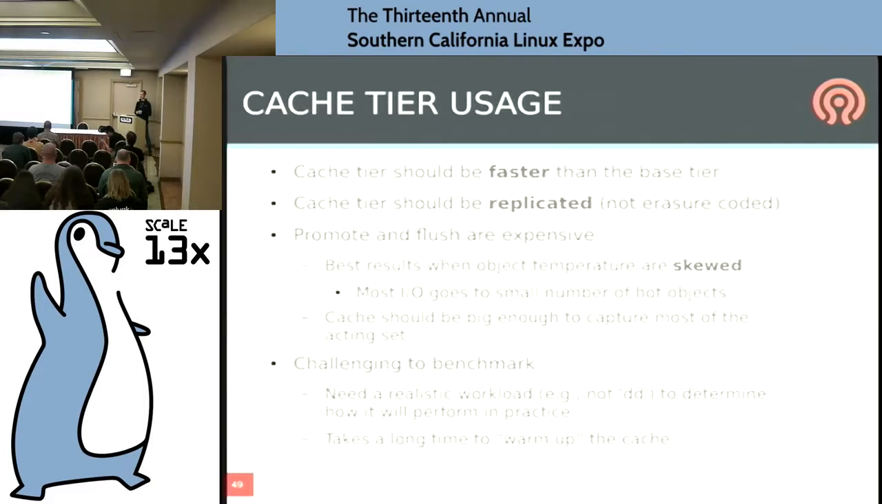The hard part is that it's actually very hard for people to benchmark this and set this up and see that it's working, because it's hard to estimate what the skew in your real world workload is. And it takes a long time to warm it up. So people want to set this up and run DD and see that it's magically faster, and it's actually very hard to run a benchmark that shows that it's working.